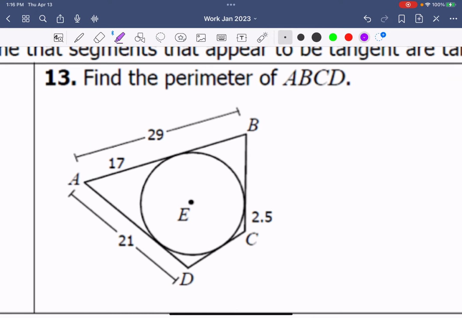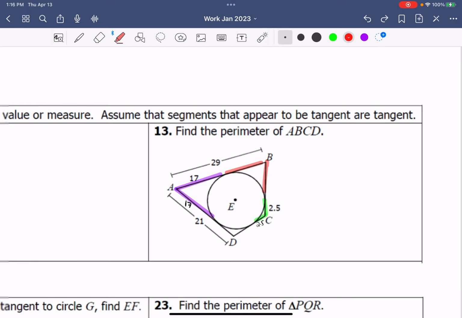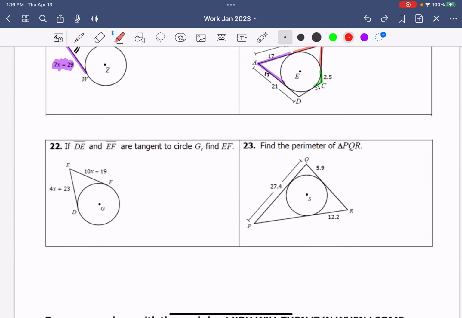For the perimeter one, you just want to take your time to find all of them. So this one's 17, this one's 17. What else? This is 2.5, this is 2.5. And for the rest of them, you're going to have to subtract. If you know that the whole thing is 29 and you know that the left is 17, then you subtract them and you'll find the right side. So 29 minus 17, and so on. And you should be able to find that side too. And then you do the same thing with the 20. And then you add them all up.